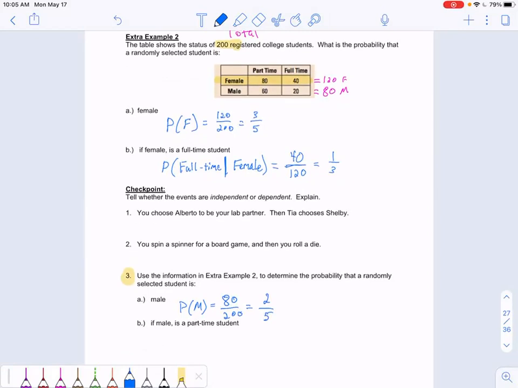Good. Now here's how we're going to figure out if we learned conditional probability. Michael, how would we write, given they're a male, what is the probability of a part-time student? So I'm going to write probability of, and then we're going to use that line to write given.